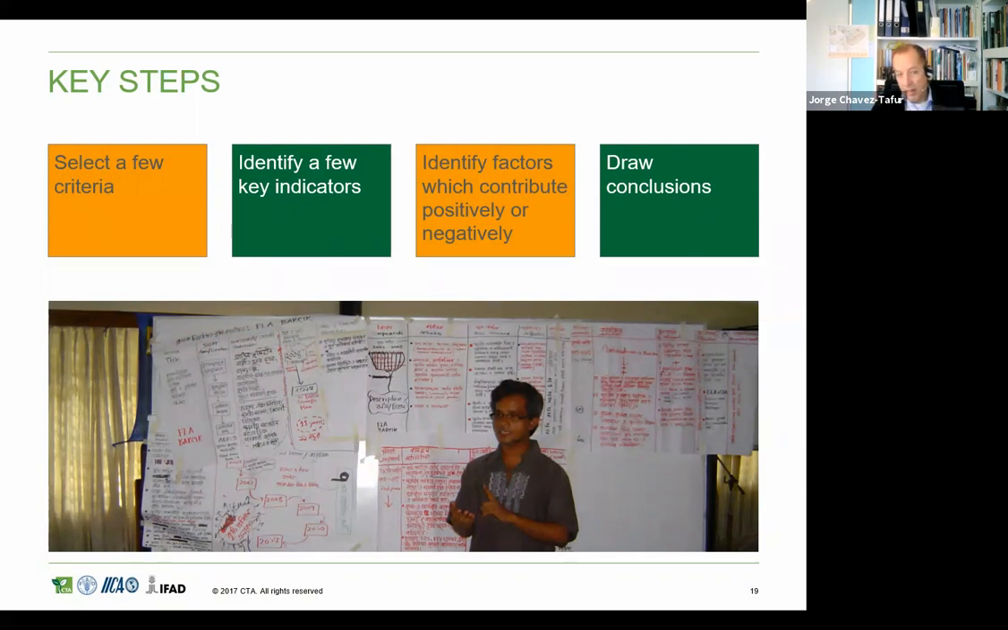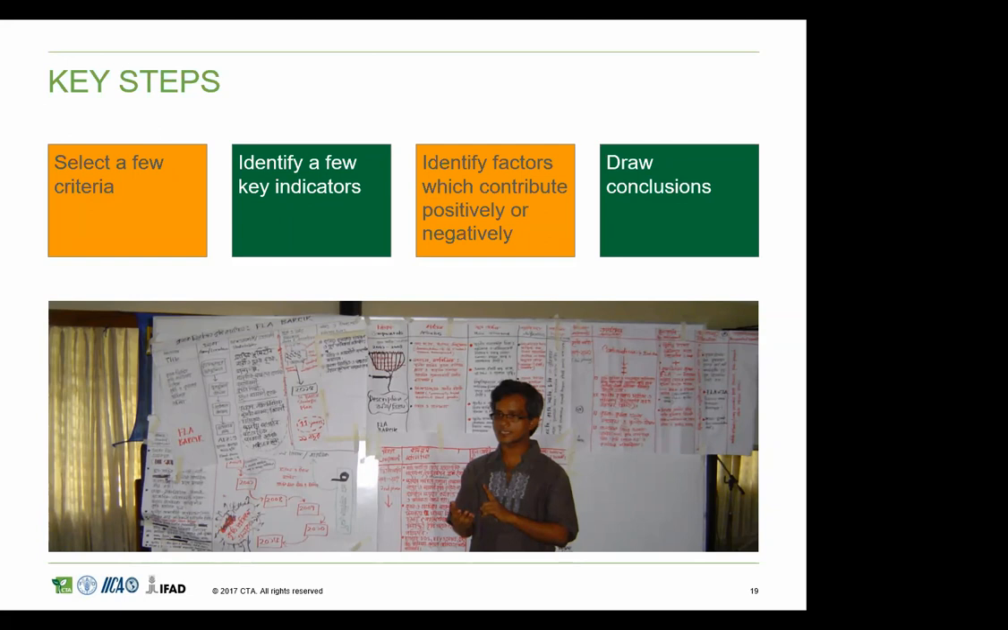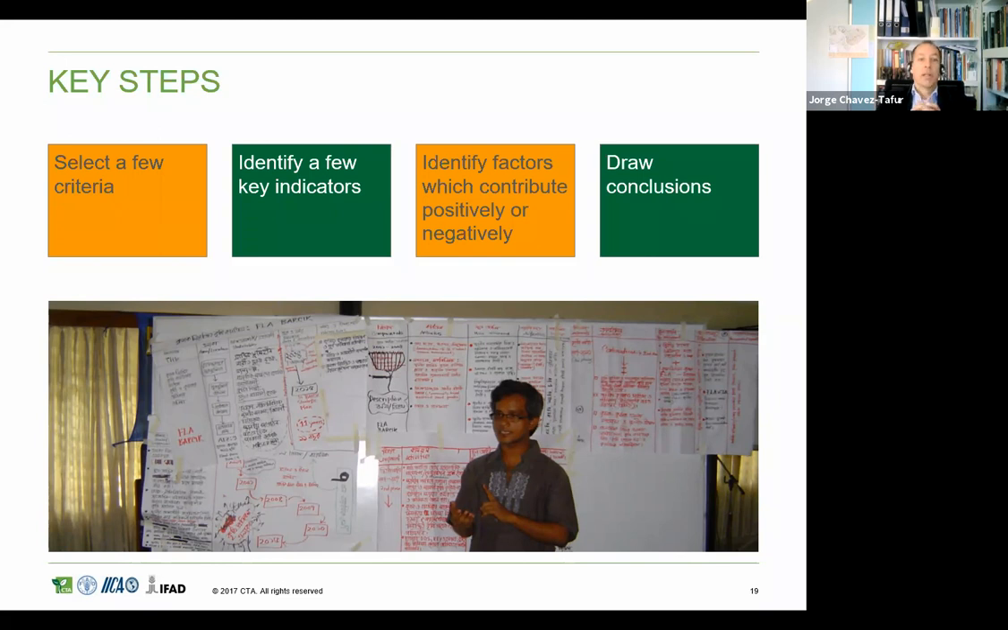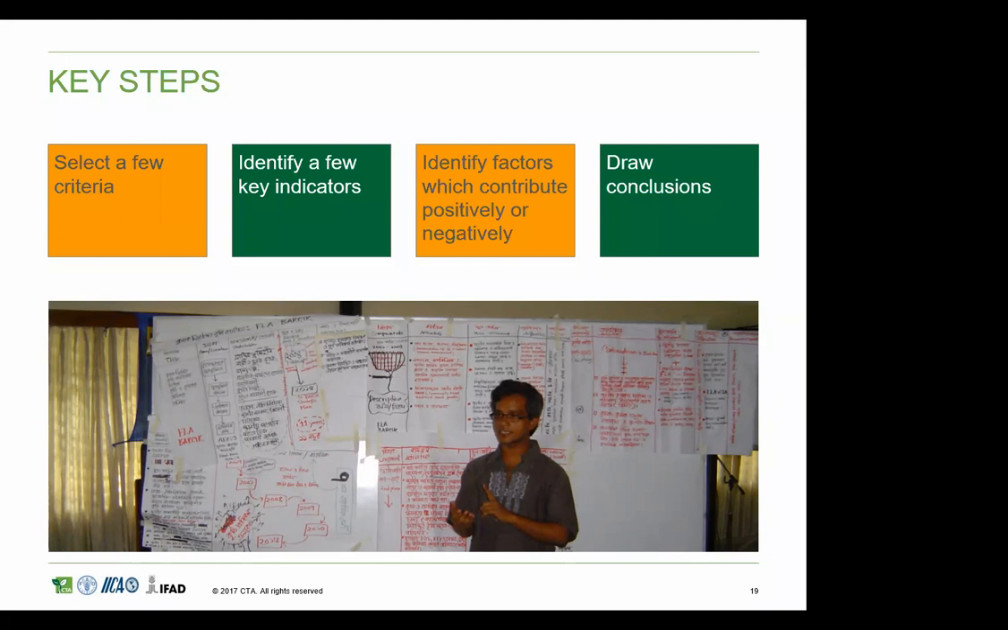Basically, whatever the method, whatever the approach that you're going to be doing, we start by selecting a few criteria together with a few indicators which help us measure those criteria, and then, of course, try to identify why. If I say the experience is not very good in terms of gender considerations.